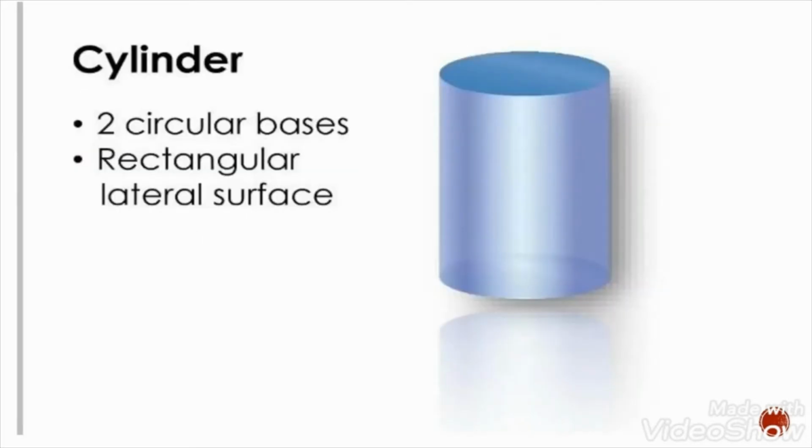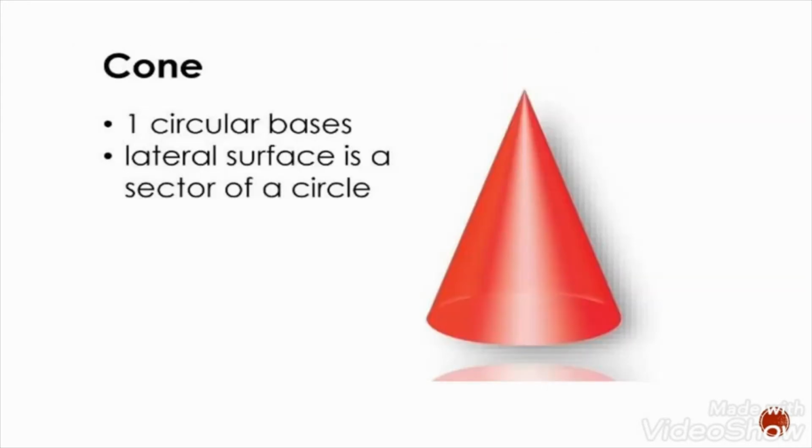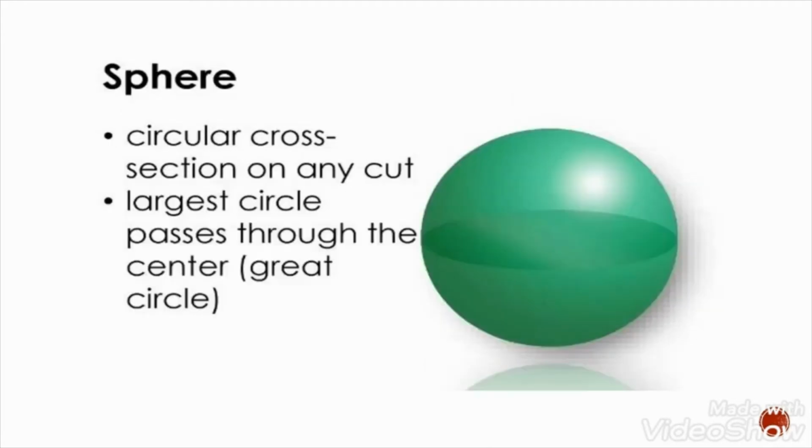Cylinder: 2 circular bases, rectangular lateral surface. Cone: 1 circular base, lateral surface is a sector of a circle. Sphere: circular cross section on any cut; the largest circle passes through the center.